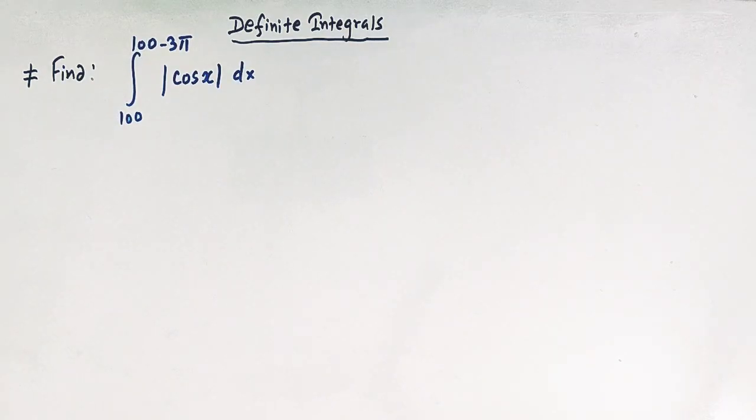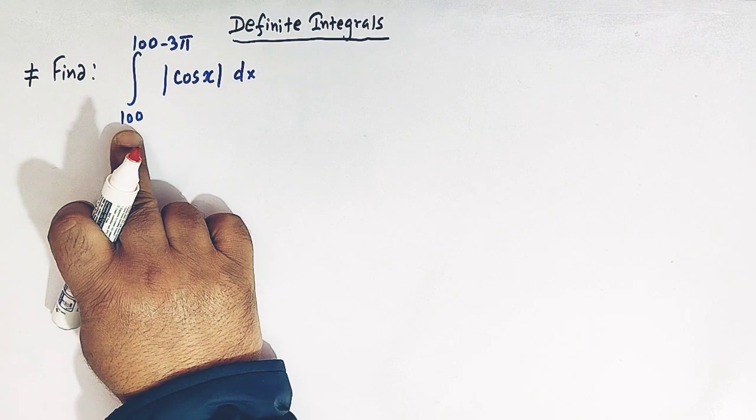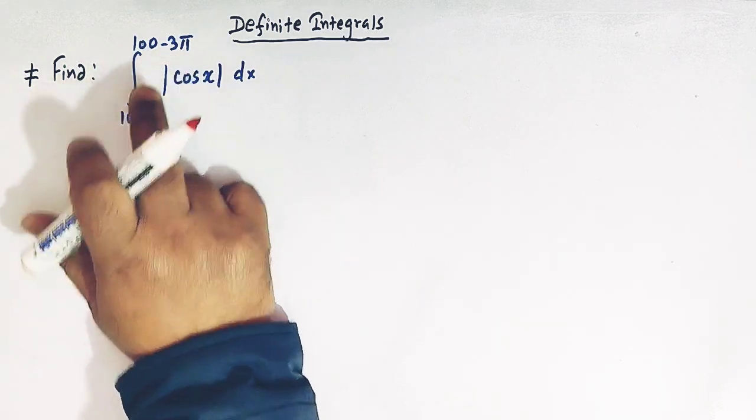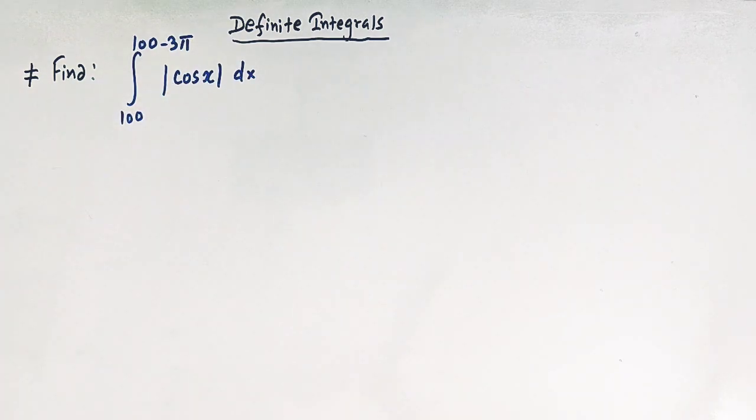Hello viewers, in today's class we are going to discuss one important definite integral involving the absolute value function and the concept of periodic function. So here we have to evaluate this integral which goes from 100 to 100 minus 3 pi, and the integrand is mod of cos x.